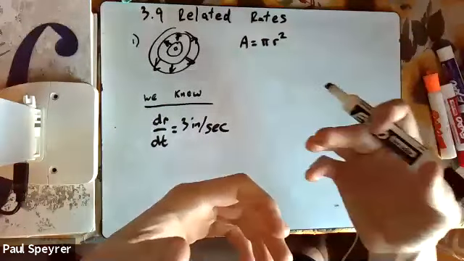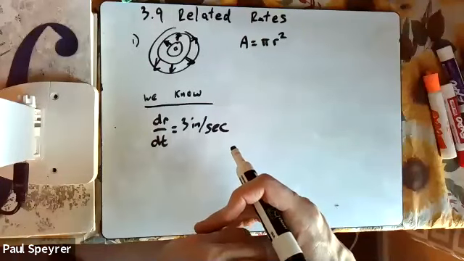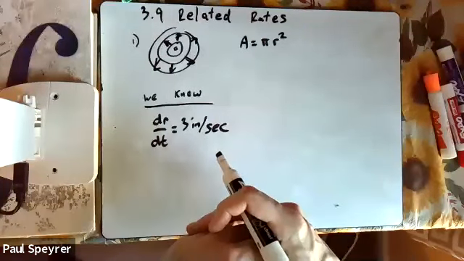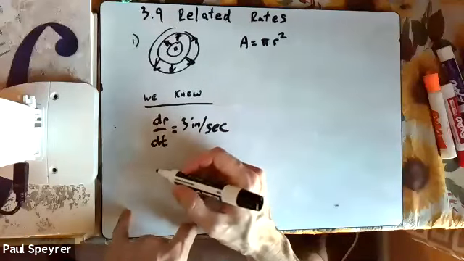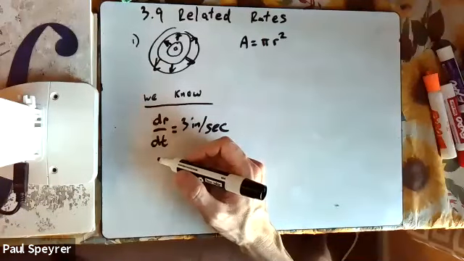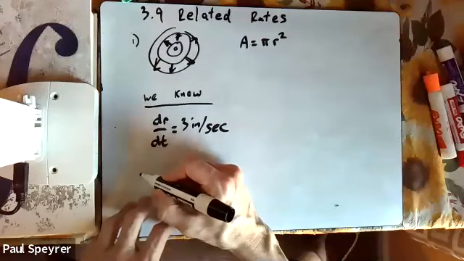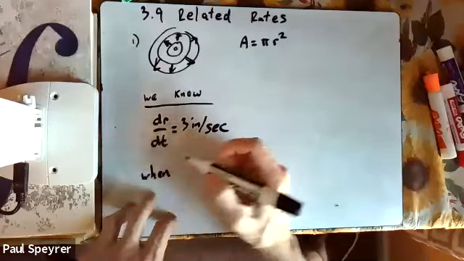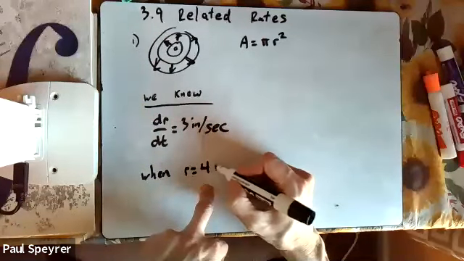Now, the next sentence, they say when the radius is 4 inches, at what rate is the total area of the disturbed water changing? So what does that mean? At what rate is the total area of the disturbed water changing? Well, they didn't give us that. That's what we're looking for. But they're saying when the radius is equal to 4, 4 inches.